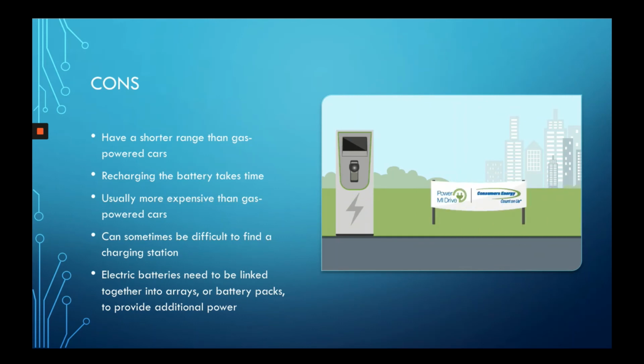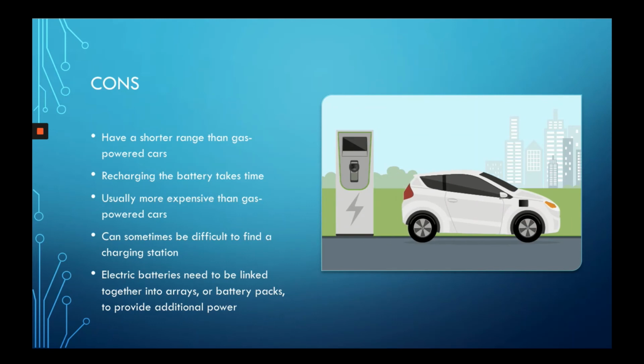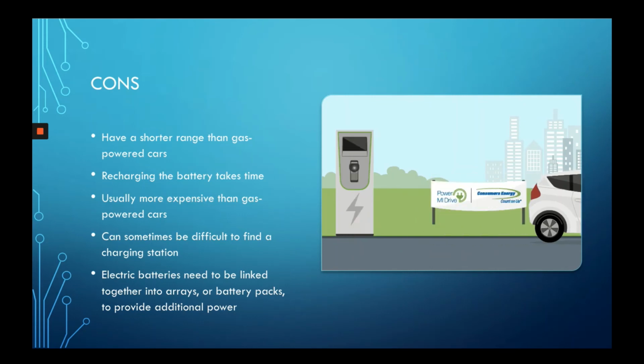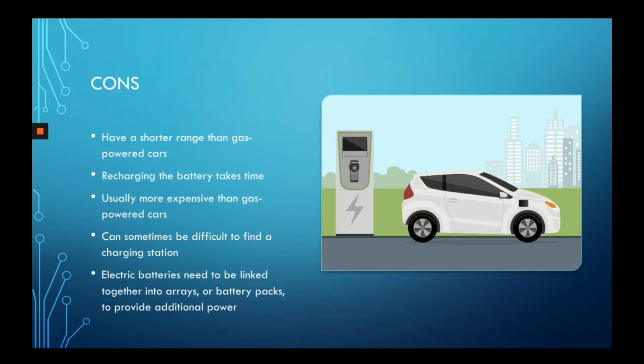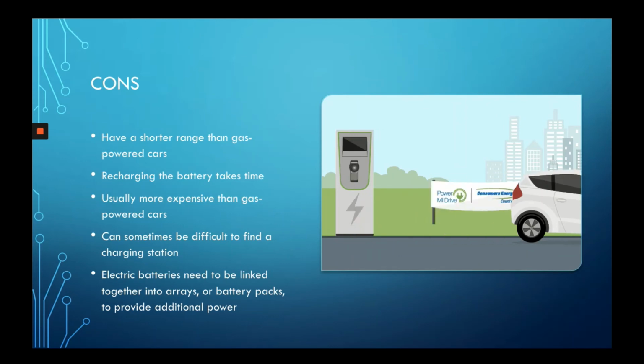So another drawback is the charging time for the battery. An electric motor battery can take up to a few hours to fully charge, while putting gas into a gas car would only take a few minutes. And then another disadvantage is that it can sometimes be difficult to find a charging station.